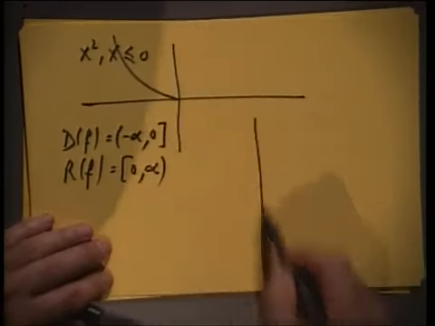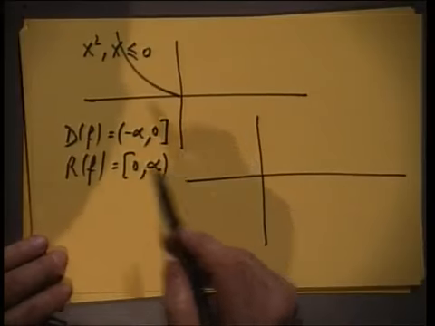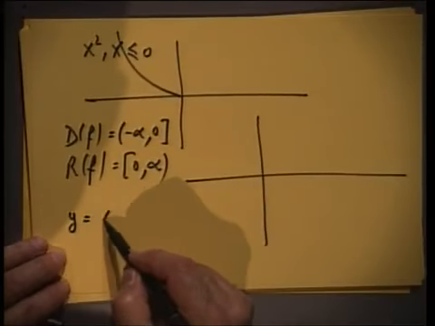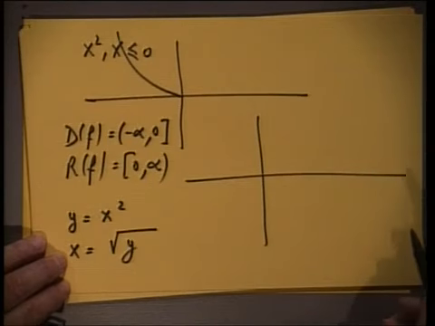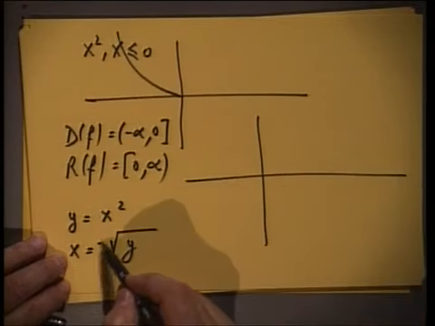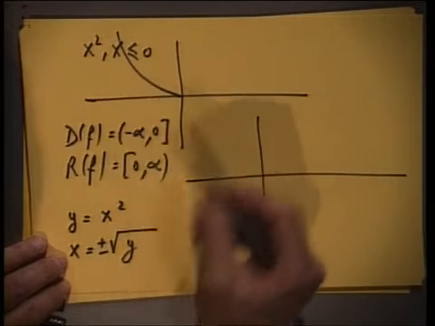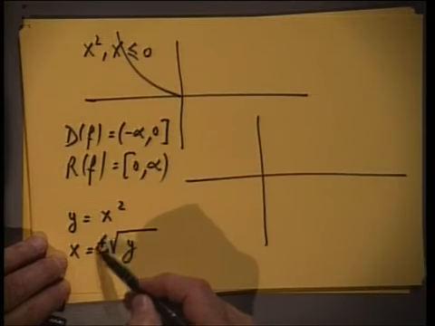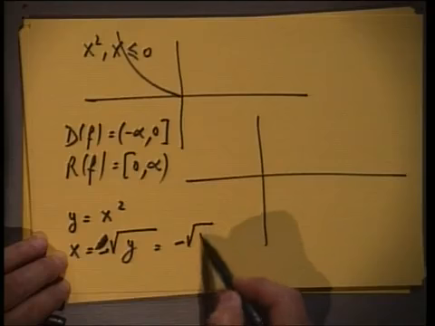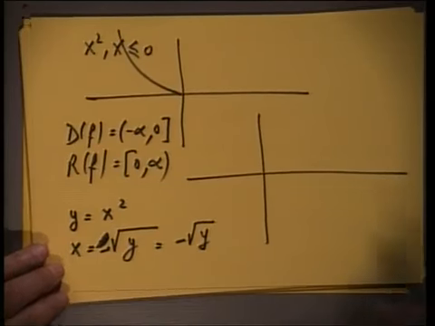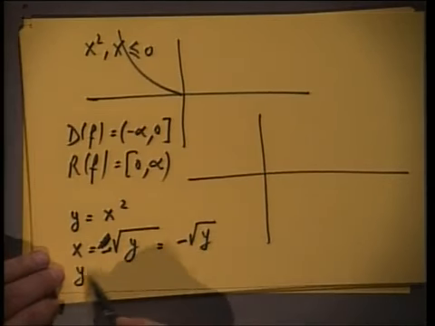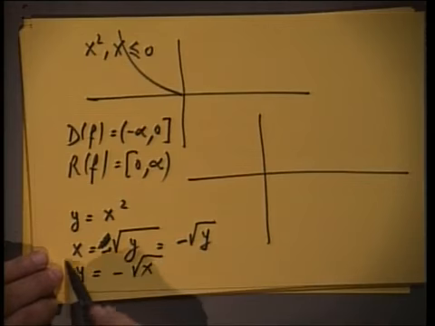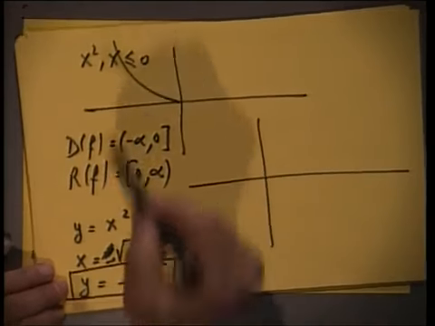So what's the inverse? The inverse, as we said before, you do the following operation. You solve x in terms of y, so you get x is equal to square root of y. Of course, you have positive or negative, but since x is negative here, exclude the positive sign, to obtain minus square root of y. This is the converse operation. But since you always like to have the independent variable on the x-axis, you write y is equal to minus square root of x. And this is the inverse function to this function.